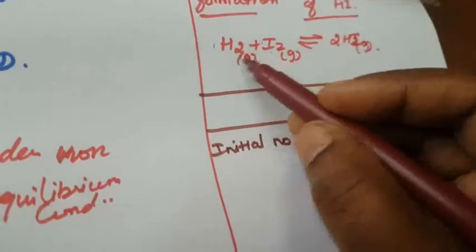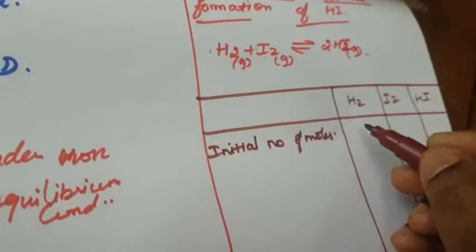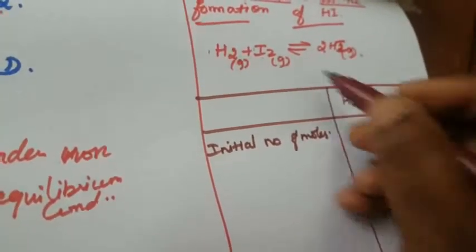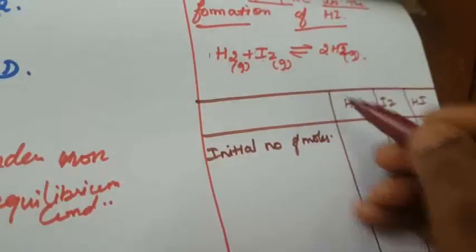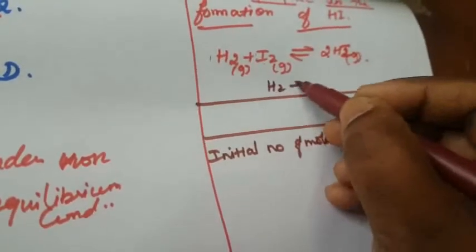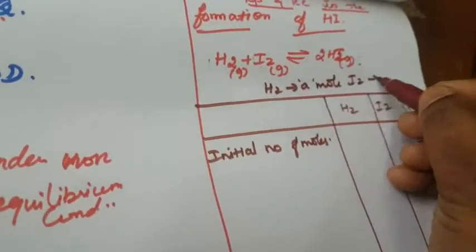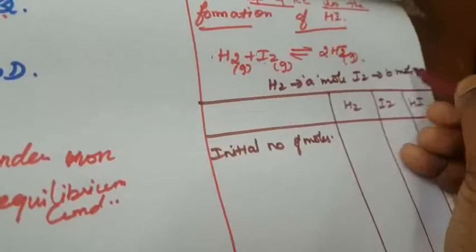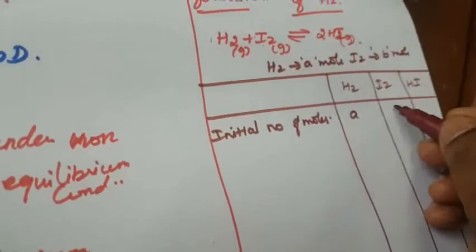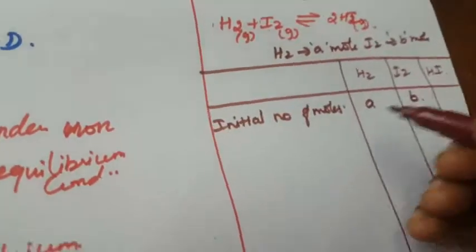Initially only reactants are present. So we consider A moles of hydrogen, hydrogen is equal to A mole, and iodine is equal to B mole. So this is A and B mole. This is the initial number of moles.